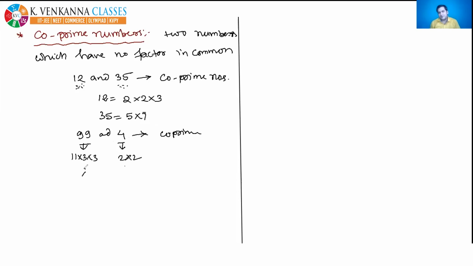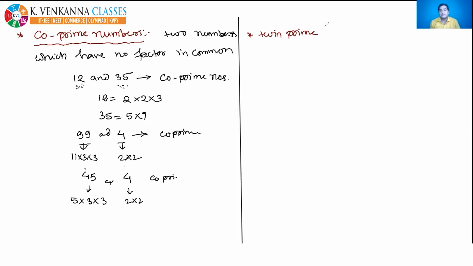Yes, 45 and 4, anything you can do. 45 means 5 into 3 into 3, 4 means 2 into 2. So these are also co-prime. And if someone is taking both of the numbers prime, then automatically they will be co-prime, no problem. Yes, 7 and 9 are also co-prime, no problem. Very good. Now we move to the next and last, twin prime numbers.